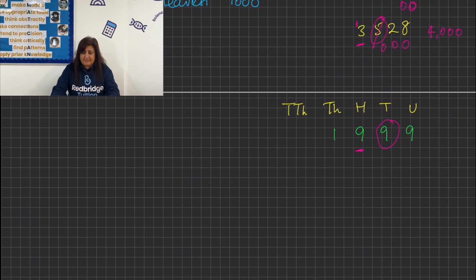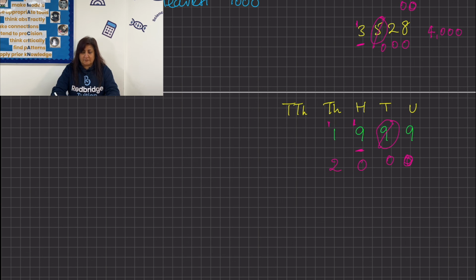Does that round up or down? Well, we know that rounds up. We're going to turn that into a 0, and we're going to put a 1 there in our hundreds column. We know that the 9 in the units column becomes 0. We've got a bit of a problem here because 9 plus 1 is 10. What do we do with that? Well, you just follow it through as you would in normal addition. 9 plus 1 gives you 10. You carry it over. 2,000.